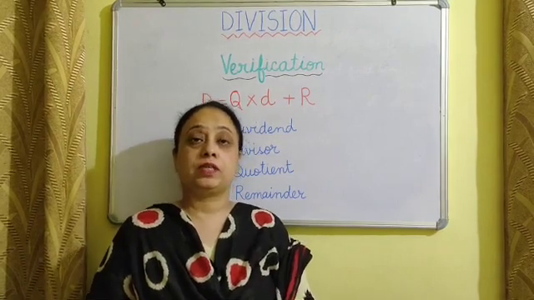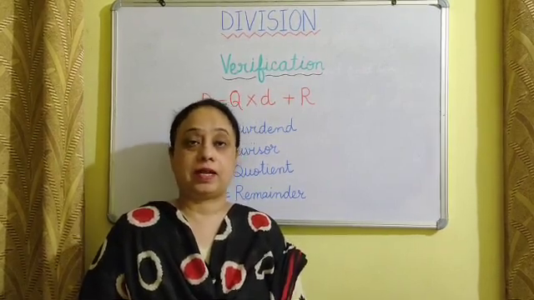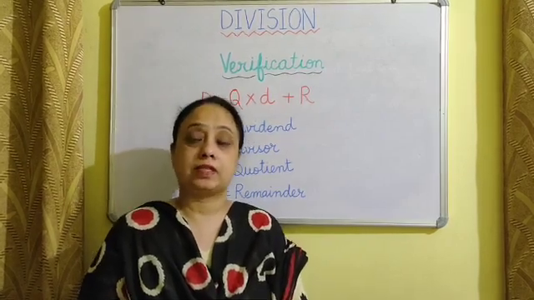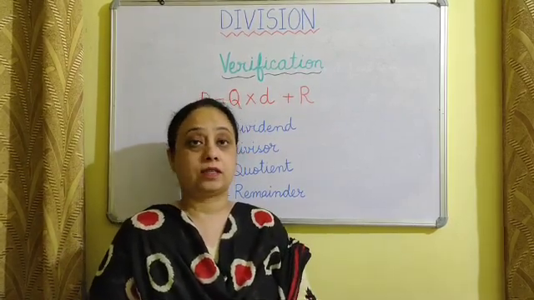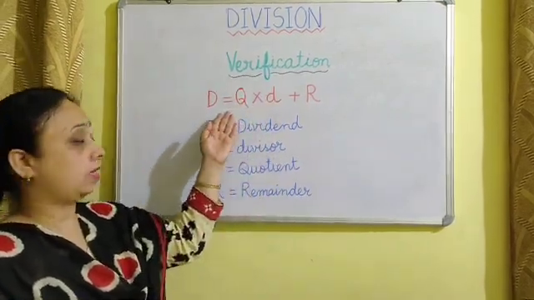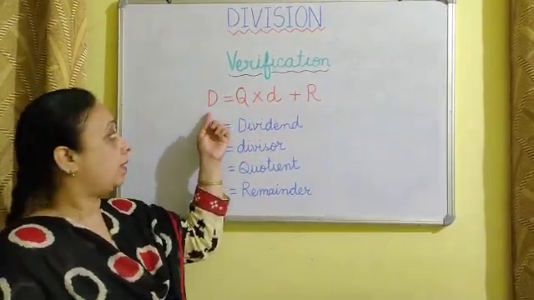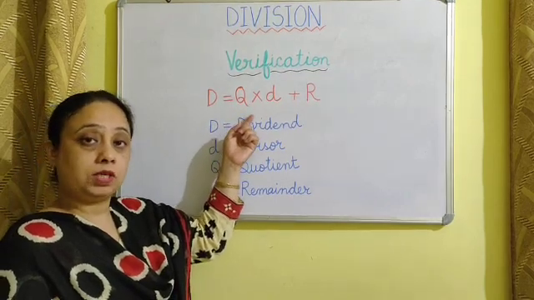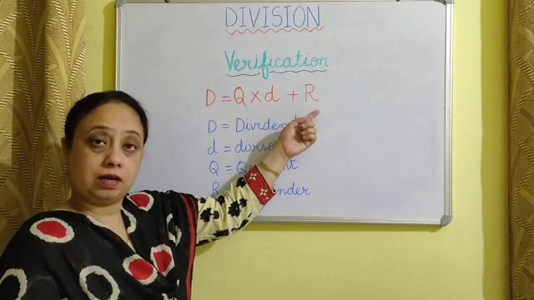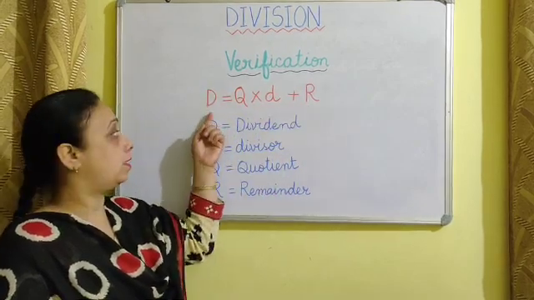Today we are going to do the verification, that is the checking of division, whether the division which you have done is correct or not, and that is known as verification. We have one formula for verification here, that is capital D is equal to Q multiplied by small d plus R.